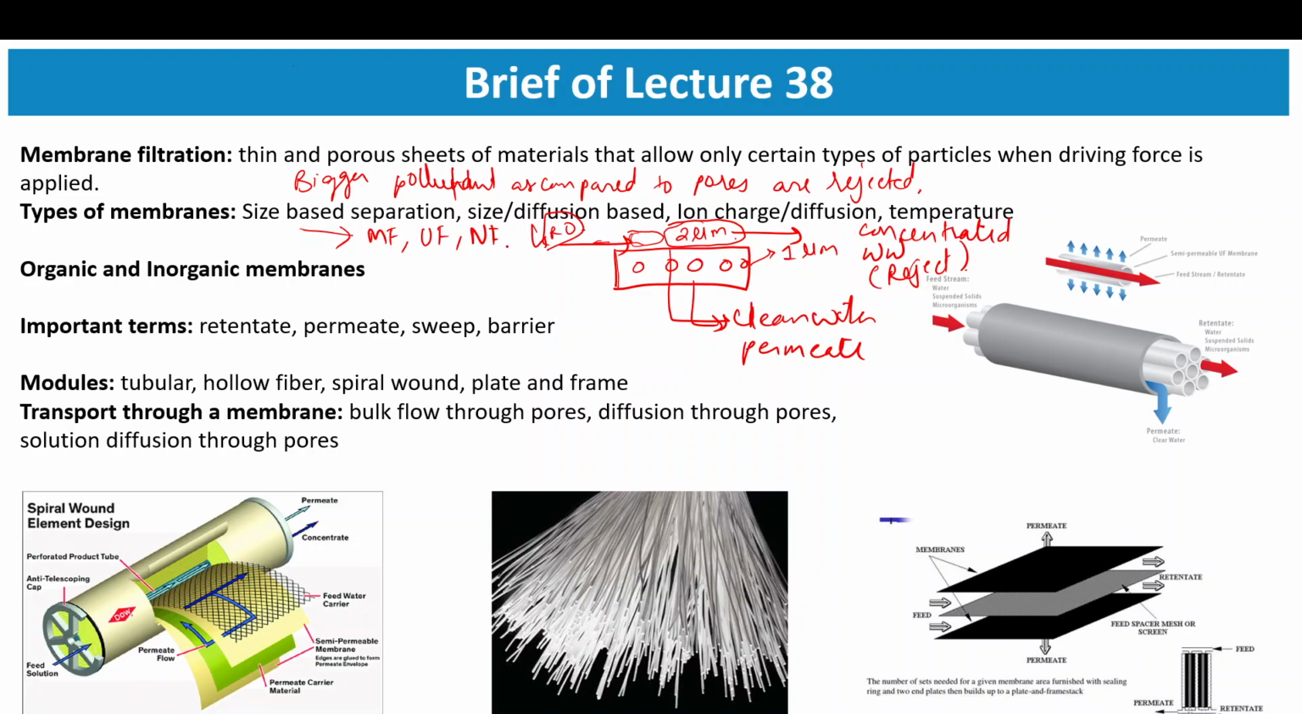Now RO, since it removes even sodium, calcium, and these are the nutrients which are present in water, and as they are required for our body, household filters incorporate some nutrient addition after RO because it even removes minimum concentration of sodium, calcium and every such ion. Now another is ion charge or diffusion, which is nothing but electrodialysis.